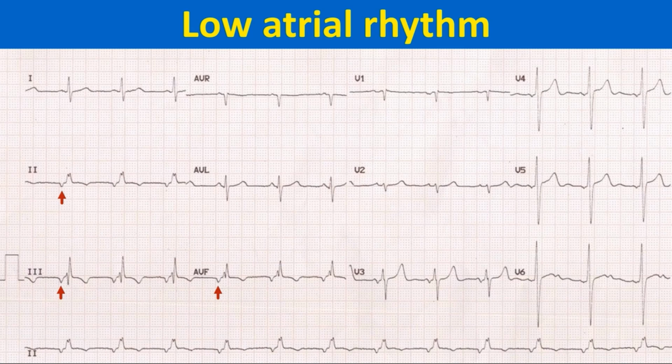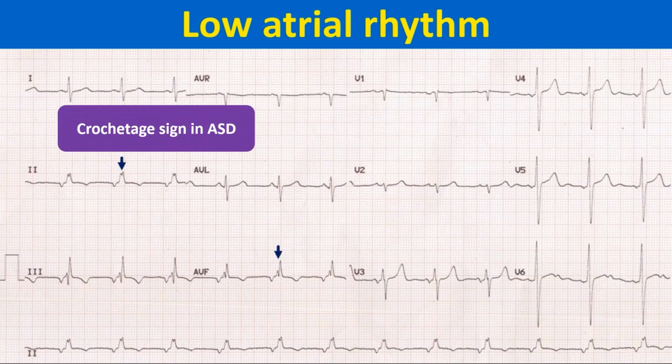It is suggestive of a focus either in the low atrium or high junction, but the rate of around 75 per minute indicates the possibility of low atrial rather than high junctional rhythm. There is notching of the QRS complex in the inferior leads, which suggests the crochetage sign in atrial septal defect.